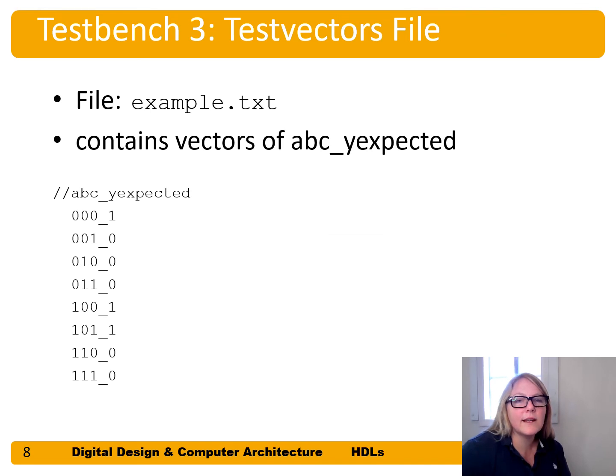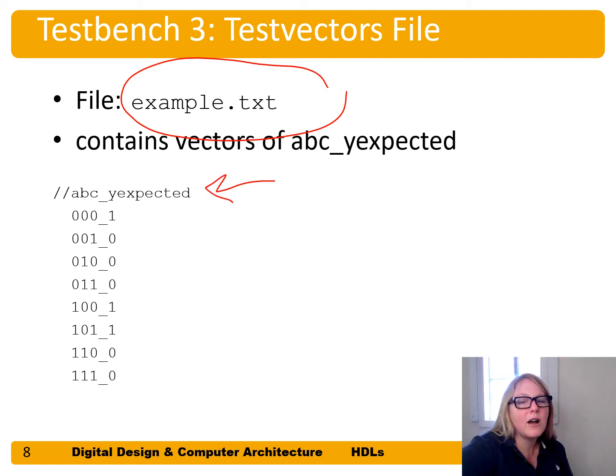So here's an example test vector file. This is basically what we just drew on the prior slide. example.txt is just a text file. Comments are ignored, but help us remember what these are. So here's ABC. When they're all zeros, we expect output Y to be 1. When it's 0, 0, 1, we expect it to be 0, etc.